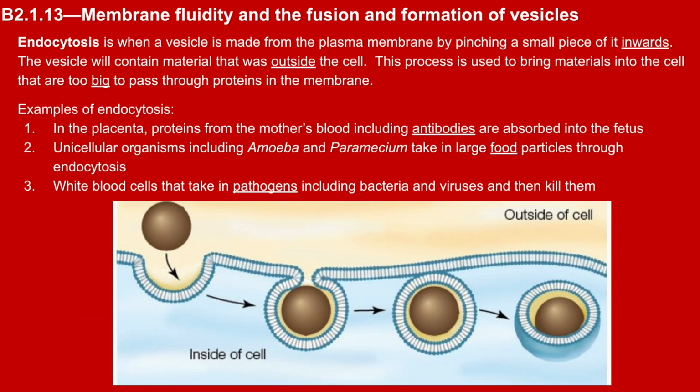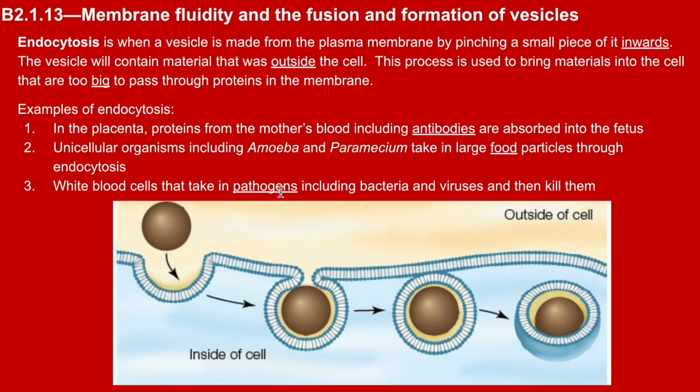Okay, another form of cell transport is endocytosis. This is where, for example, possibly a food particle is going to move towards the plasma membrane. The plasma membrane is going to engulf it, form a vesicle, and then bring it into the cell. The classic example of this is the paramecium taking in large food particles this way. In the placenta, proteins from the mother's blood, including antibodies, are absorbed into the fetus this way.